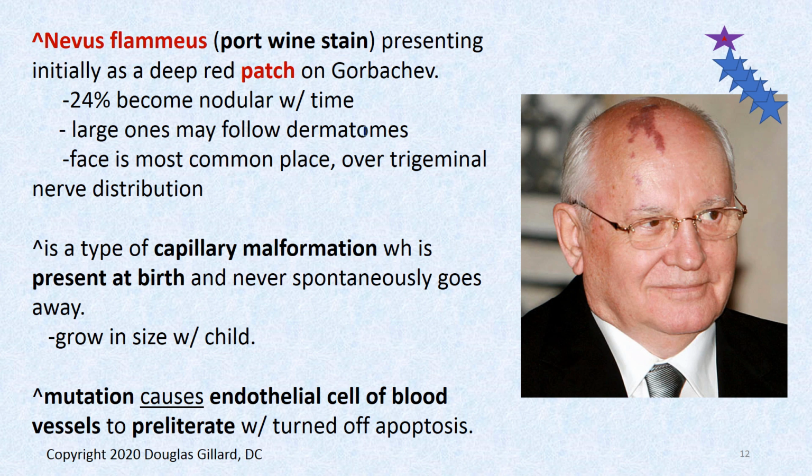The large ones can actually follow dermatomes, and they absolutely love the face, unfortunately. Specifically, they love to follow the trigeminal nerve, one of the V1, V2, or V3 distributions. This one is actually up in the ophthalmic branch, V1, right? We'll see some down here. V2 is the maxillary, and you can see them down here in the mandibular branch, V3.